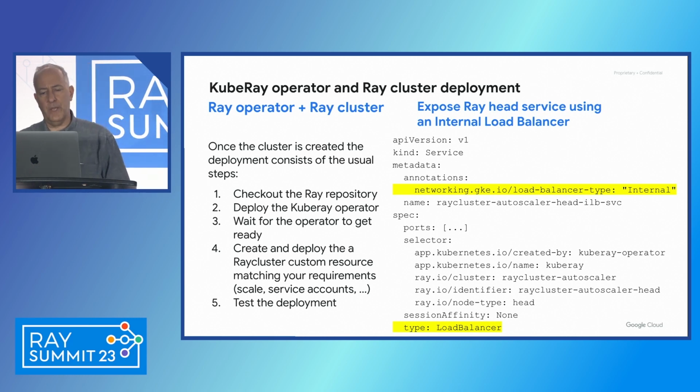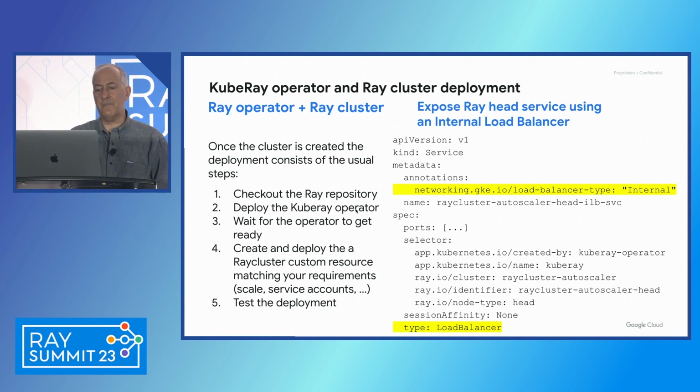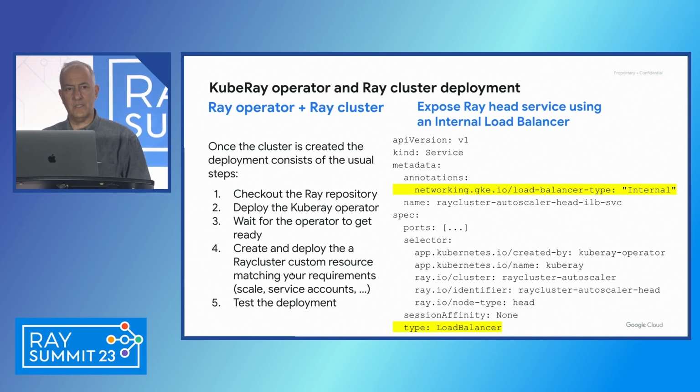So the Ray operator and Ray cluster. On KubeRay, because as you know, Ray runs on KubeRay, there's an operator and there's a Ray cluster deployment. Once the cluster is created, the deployment consists of the following steps. You check out the Ray repository, you deploy the KubeRay operator, you wait for the operator to get ready. That takes some time to spin up. You create and deploy the Ray cluster custom service that matches your requirements, and then you test the deployment.